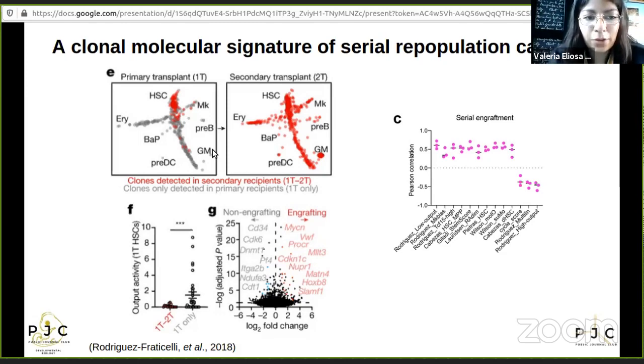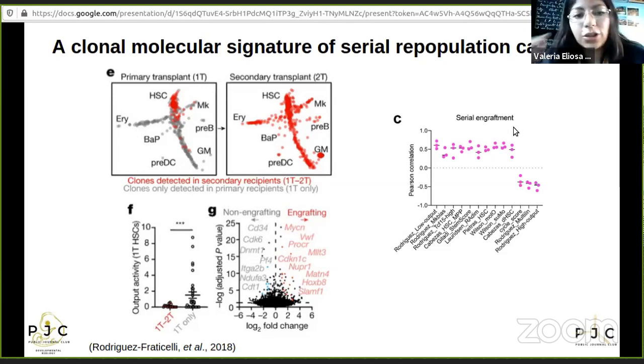And finally, they found that the engrafting cells had a low output-like gene expression with genes involved in quiescence such as MLLT3, PROCR, HOXB5, and so on. And there are no cell cycle genes or genes involved in differentiation. And also, when they compared the data with some databases about native hematopoietic stem cells, they see a strong correlation here. And not with those databases with cell cycle genes or multilineage cells or high output activity cells.